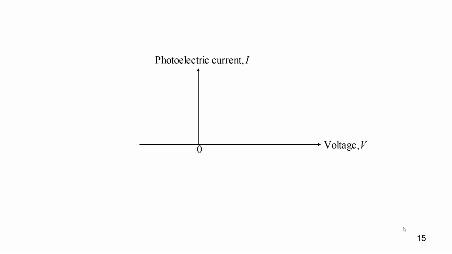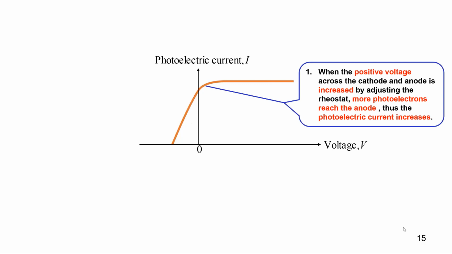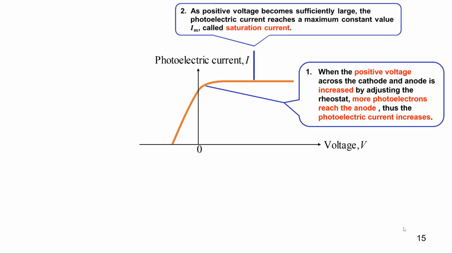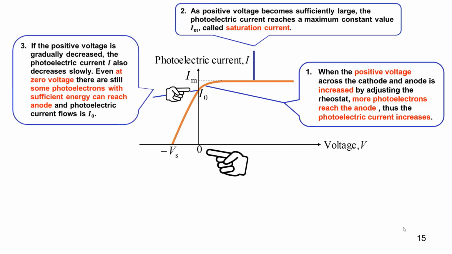Once we have performed the experiment, now it's time for us to plot the graph of photoelectric current I versus voltage V. When we increase the voltage by adjusting the rheostat, more electrons reach the anode. Hence, the current increases. But at a certain voltage, the photoelectric current becomes saturated, and this is labeled as IM. When the voltage is then reduced to zero, we can still detect some photoelectrons with sufficient energy that are able to reach the anode, and the current is then labeled as I naught.